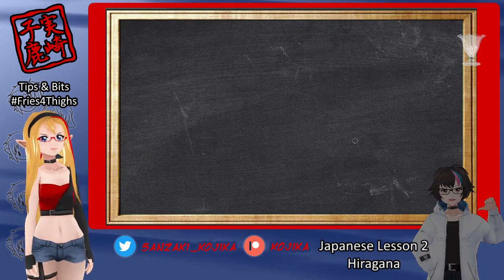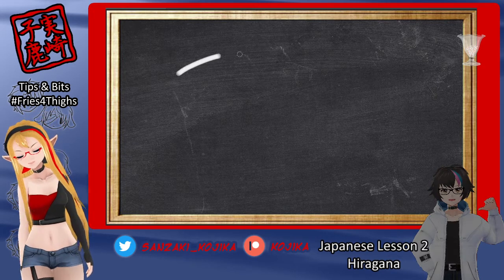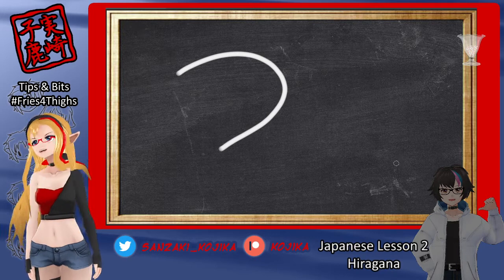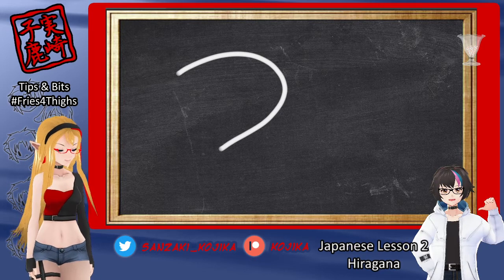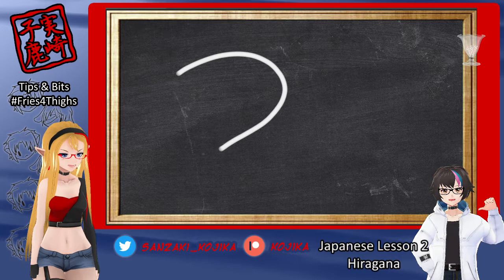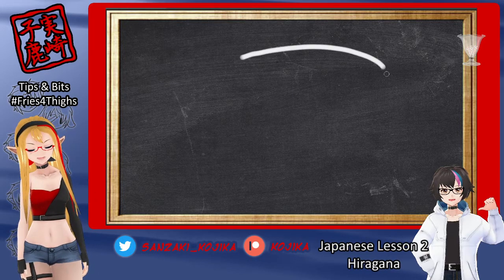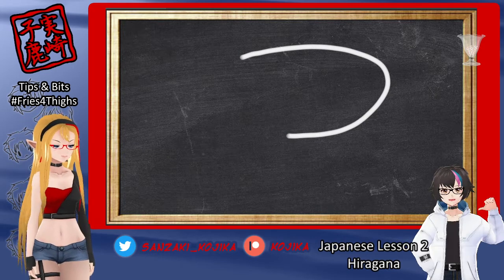Alright, so su is one stroke. I'm sorry, my handwriting's terrible. It's not quite straight, but okay. There we go. That looks a lot better.